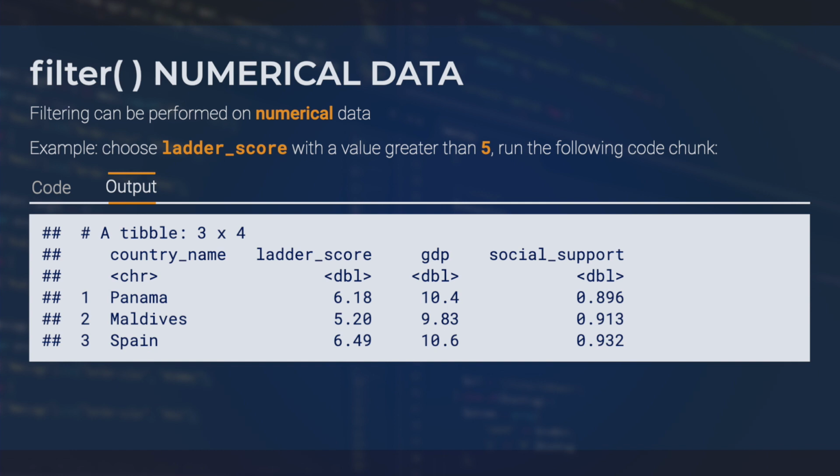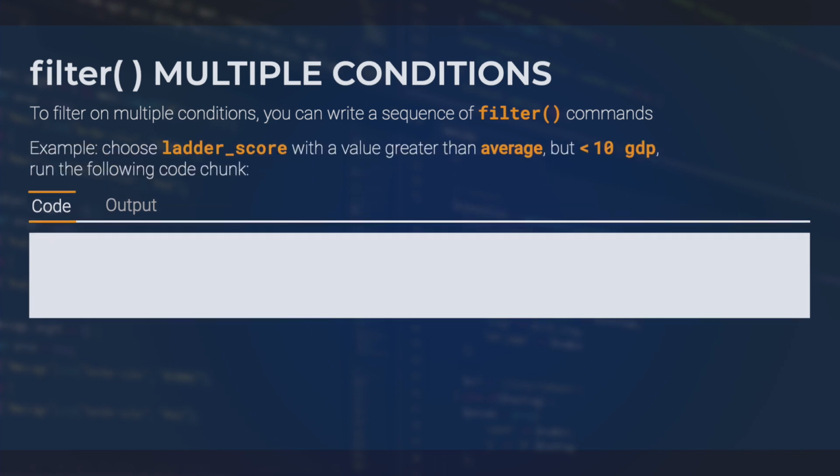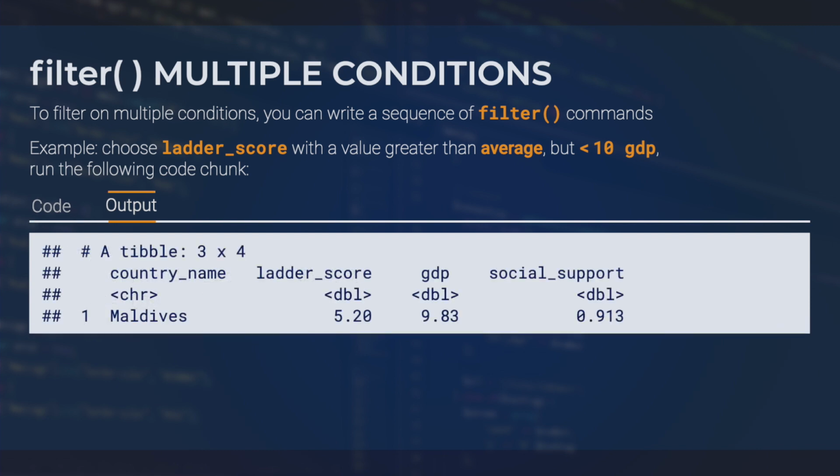We don't have to restrict ourselves to filtering on one condition at a time. To filter on multiple conditions, you can simply write a sequence of filter commands. Let's say we wanted to choose countries that are happier than average and are below a certain GDP threshold, say 10. We can use the filter function twice, as seen here, and we see the output of our code below. Only 1 country in our mini dataset meets these 2 criteria.